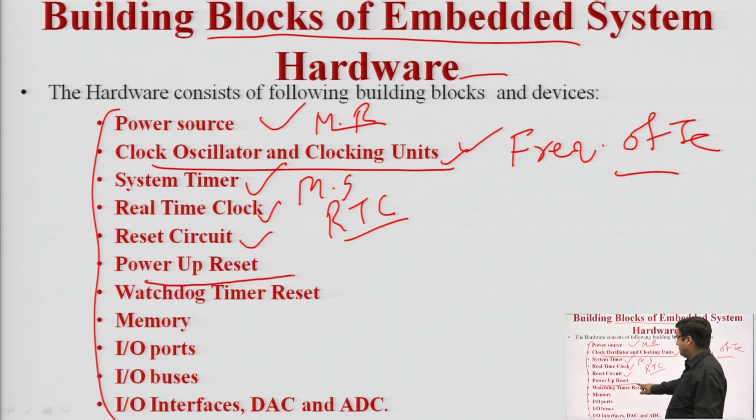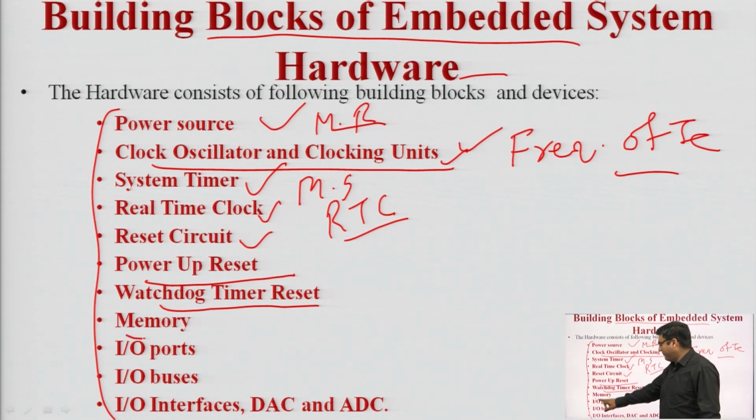Power up reset circuit, here we can use a brownout reset circuit. In previous lectures we have seen the power reset circuits. We can use a watchdog timer reset circuit. Watchdog timer means that it resets or restarts a system in case of any software fault, errors, or bugs.